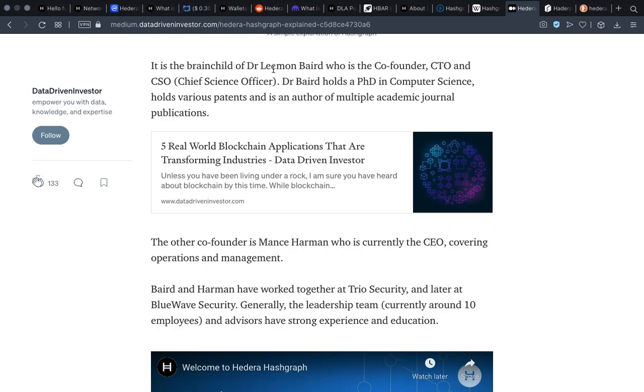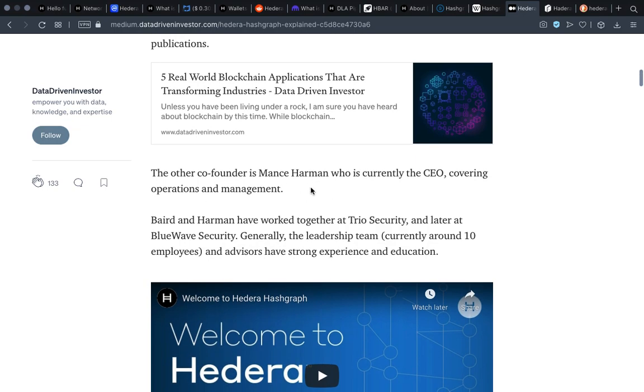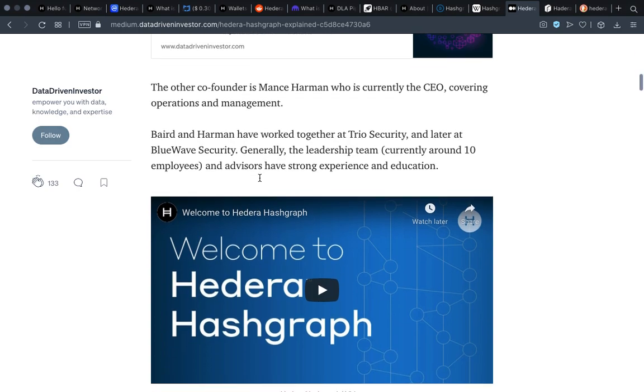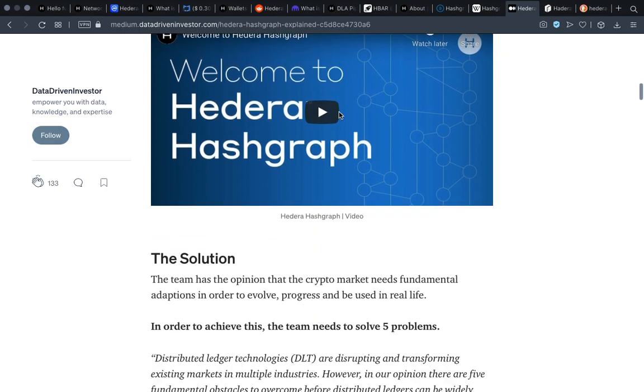It is the brainchild of Dr. Leemon Baird, who is the co-founder, CTO, and CSO, Chief Science Officer. Dr. Baird holds a PhD in computer science, holds various patents, and is an author of multiple academic journal publications. The other co-founder is Mance Harmon, who is currently the CEO, covering operations and management. Baird and Harmon have worked together at Trio Security and later at Blue Wave Security. Generally, the leadership team, currently around 10 employees, and advisors have strong experience in education.